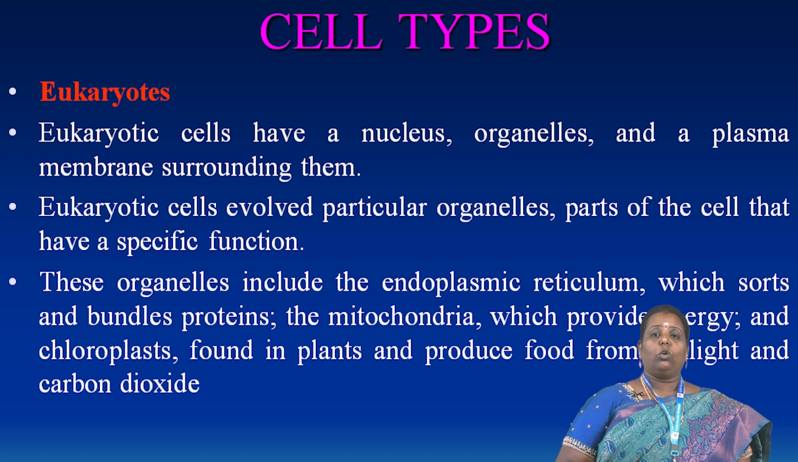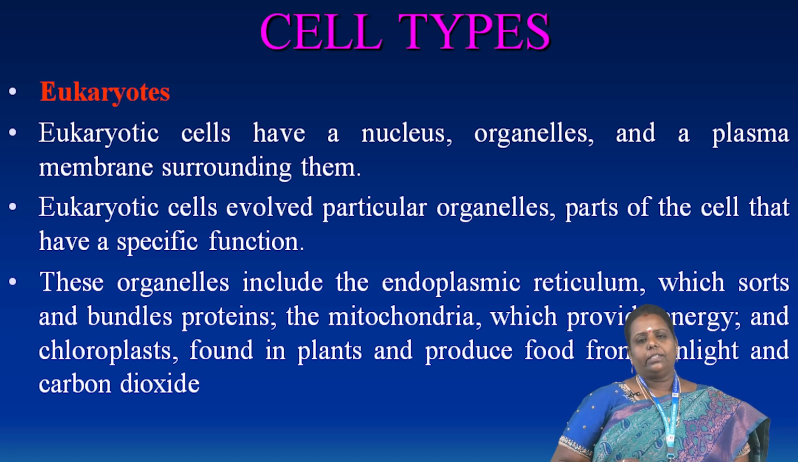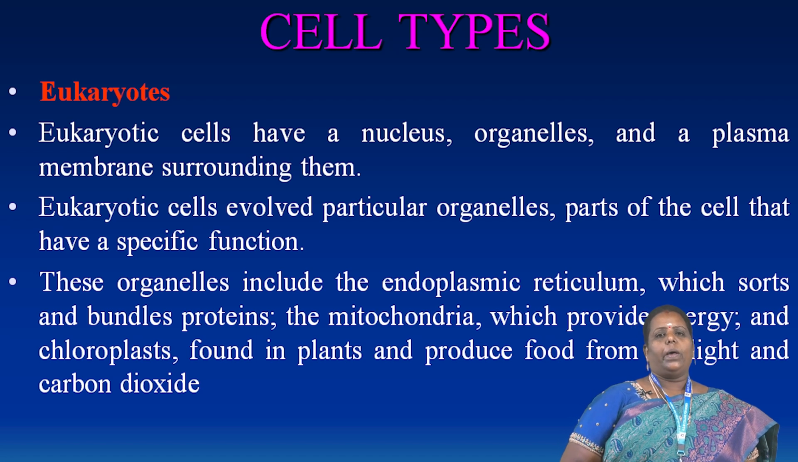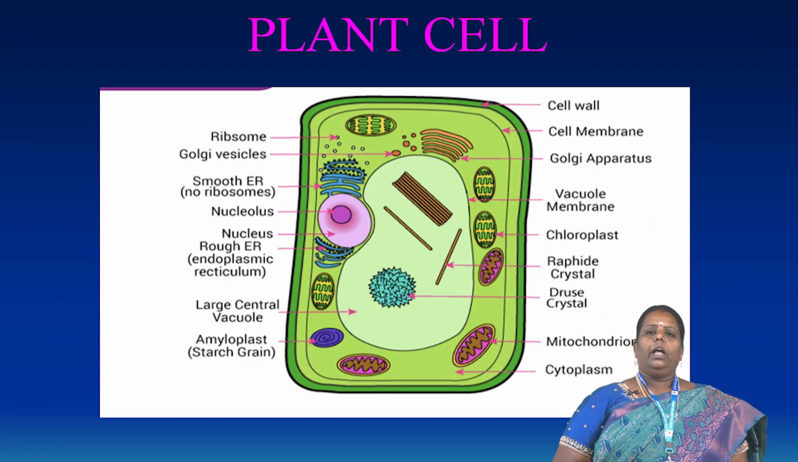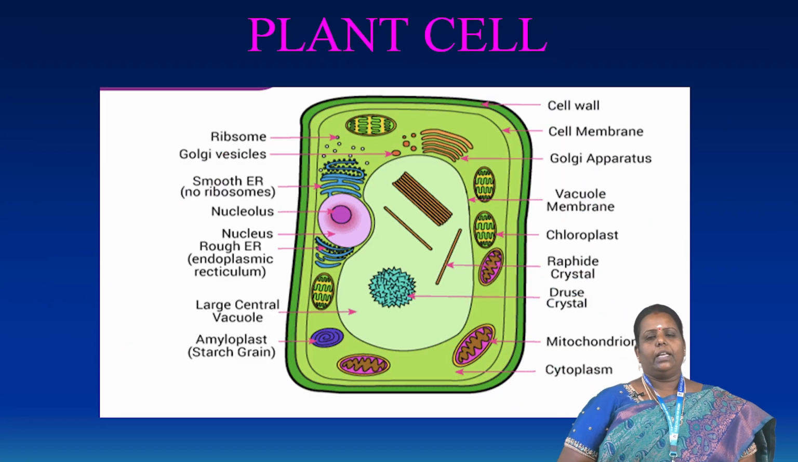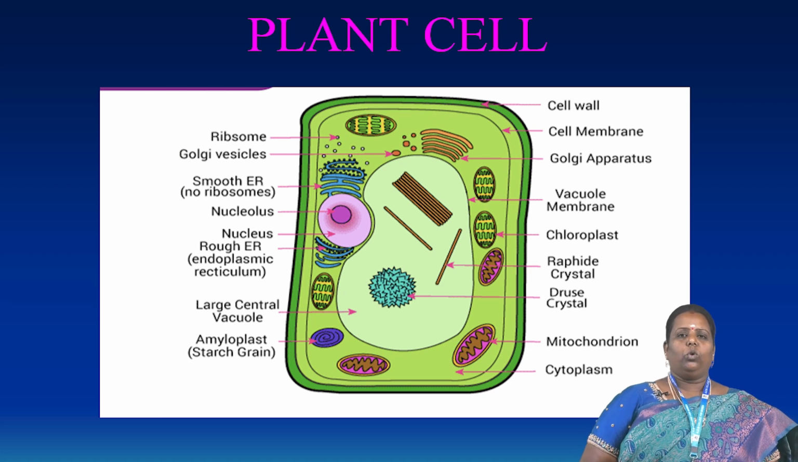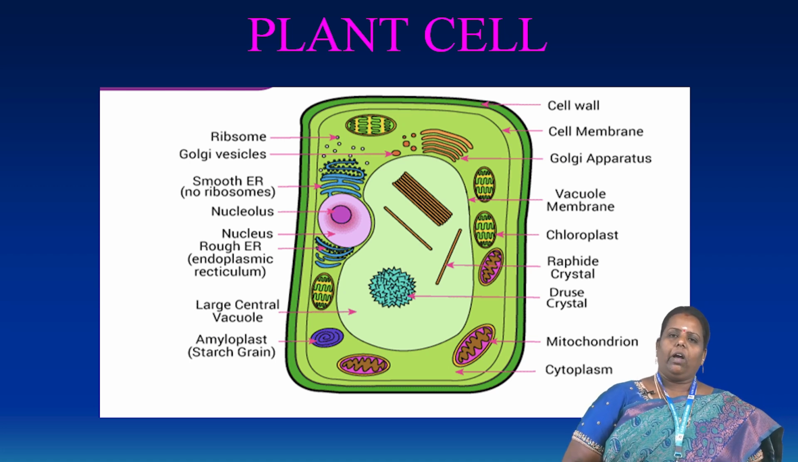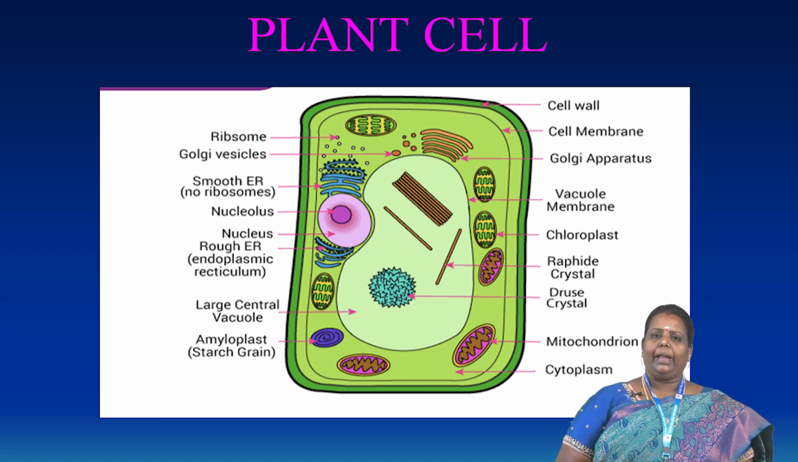Next, the chloroplast, which is present only in plants. What is the role of the chloroplast? To produce food using sunlight in the presence of carbon dioxide. Here is a plant cell. Why do we have to know about plant cells? We have to know about both animal cells and plant cells.